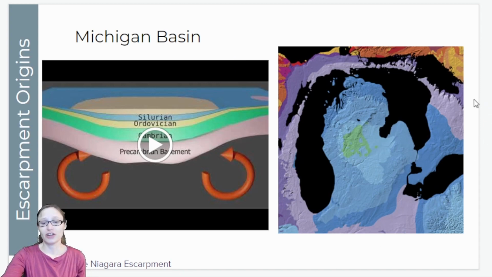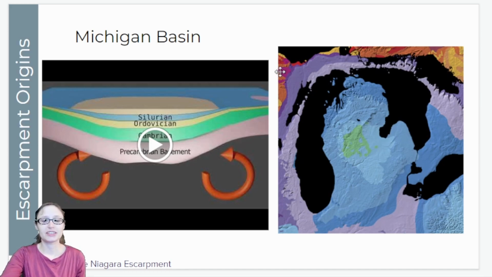On this figure on the right, the colorations refer to ages of rock, and the one that we're interested in, in terms of forming the Niagara Escarpment, is that boundary between the dark purple and the light purple. So I'll just trace it with my mouse here. Again, it curves all the way around Lake Huron and around Lake Michigan. So these rocks are roughly Ordovician in age.